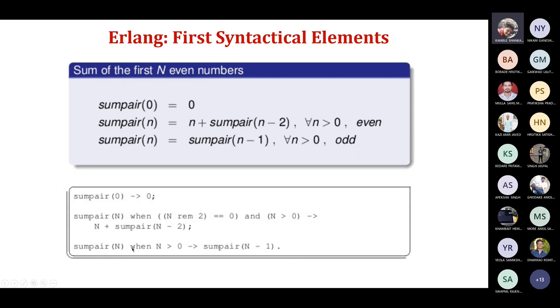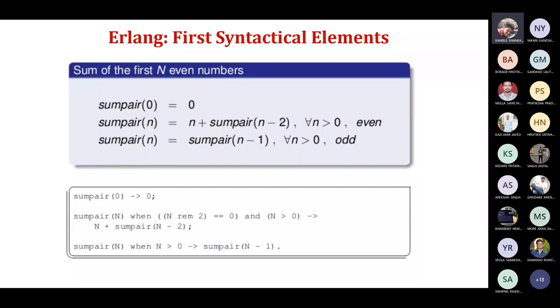And for odd numbers, it is when n greater than 0, strictly greater than 0. Then it is sum of n minus 1. So I'll give you such examples, and such questions will be there even for the test or even for the exam. So given any problem, you have to write the mathematical expression or the Erlang language statements, Erlang language clauses for those particular problems. Okay.